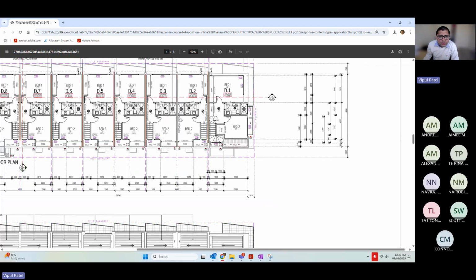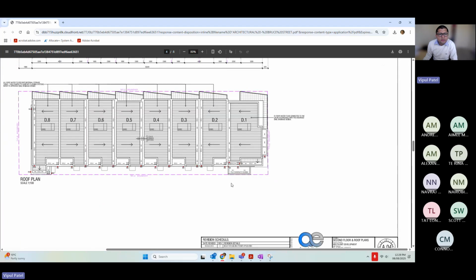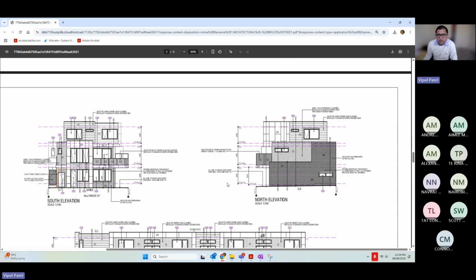How are we going to see the balcony? Let me show you the balcony. This is the roof. Here it is. You can see there is a balcony in these cross sections. So in here we have the balcony.